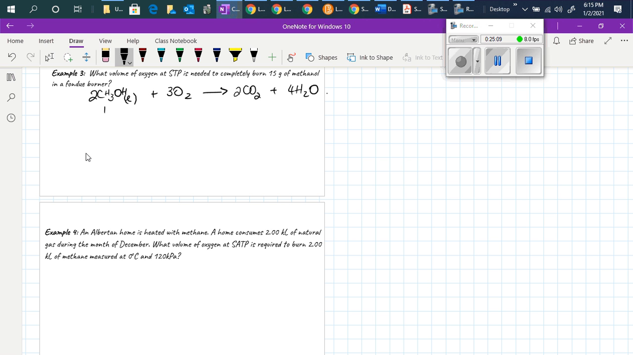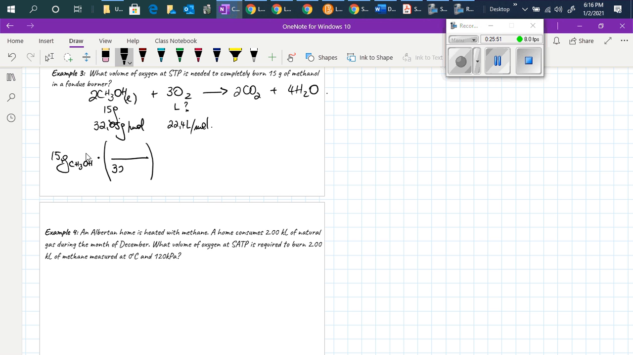So what is given here is 15 grams, and now I will write the molar mass as well: 32.05 grams per mole, and we are looking for volume, liters, in STP conditions, which means that we'll have 22.4 liters per mole as the molar volume. So we'll start with what is given, 15 grams of CH3OH times, in order to find the moles, we will use the molar mass.